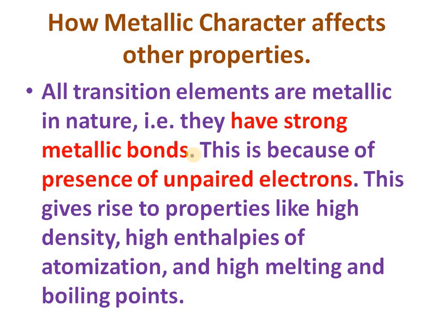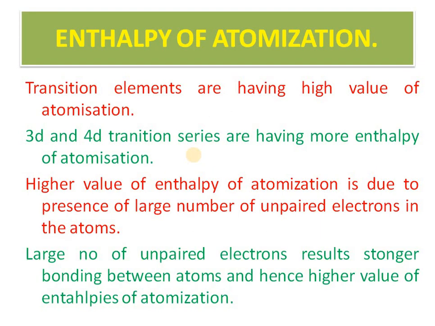So now, how does the metallic characteristic affect other properties? You know that the transition elements are very good metals and they form metallic bonding because of unpaired d electrons. If they have very good metallic properties, the density would be high, the enthalpy of atomization will be high, and they will have high melting and boiling points. So now we will talk about enthalpy of atomization.